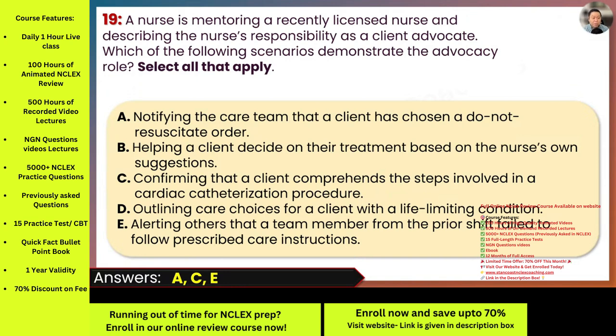Now, what about letter B and D? Why are these incorrect? For letter B, a nurse can educate, they can provide information, but they should never push their own opinions on a client's treatment choices. Advocacy means empowering the client to make their own decision, not making the choice for the client. So your role here as an advocate is to support, not influence, and not create the decision for the patient.